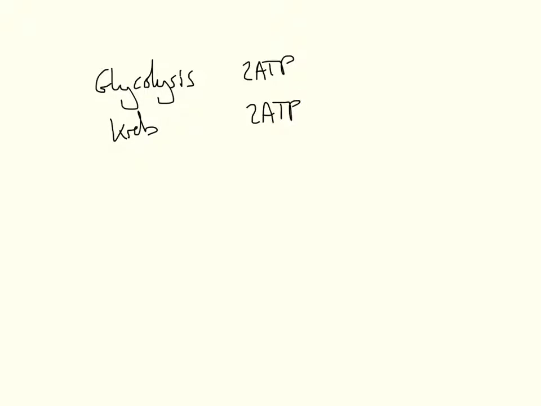So if we were to summarise the whole process, if we've got glycolysis, that produces 2 ATP. And if we look at the Krebs cycle, that produces 2 ATP. If we look at the electron transport chain, that produces 34 ATP, a phenomenal amount.